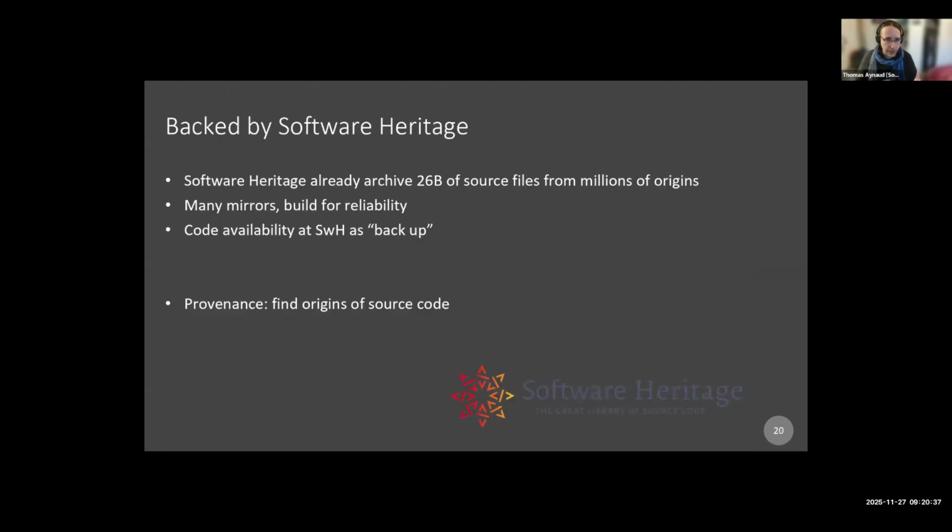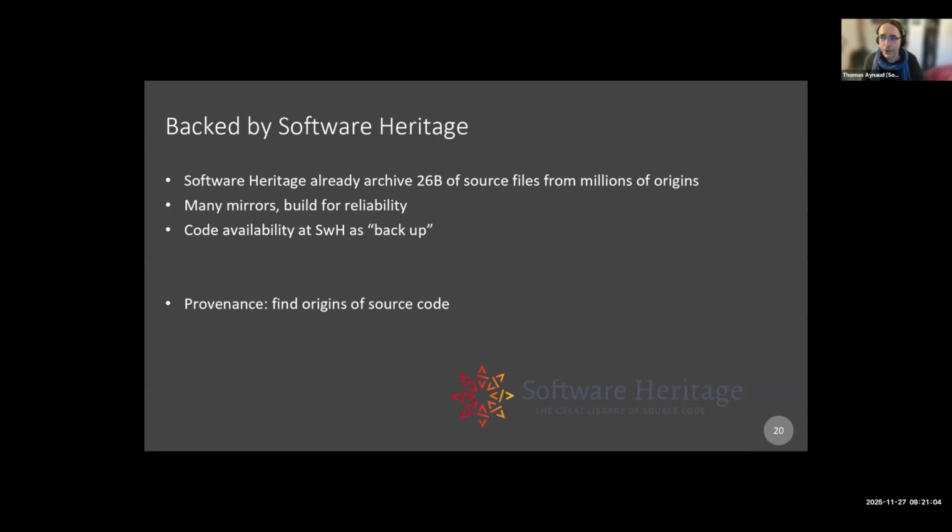And you are backed by Software Heritage. Software Heritage already archives 26 billion source files from millions of origins. We have a strong coverage of open source software, and we have many mirrors, so it's built for reliability. We have mirrors in different places in Europe. We have a mirror or copy of the archive in different cloud providers.